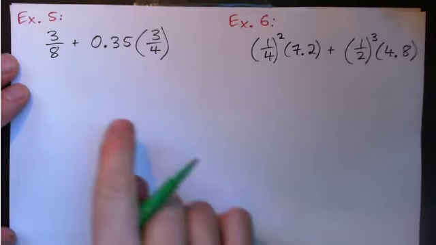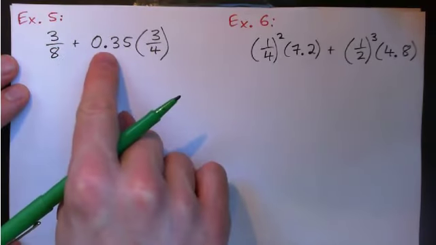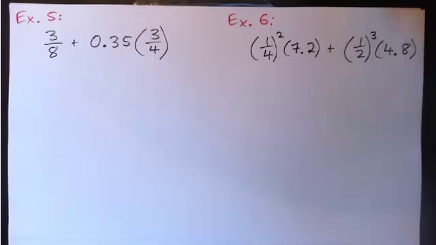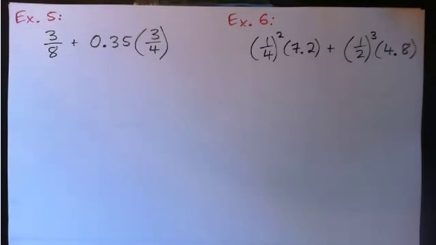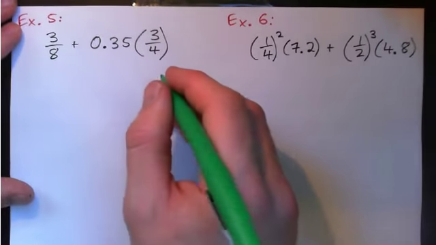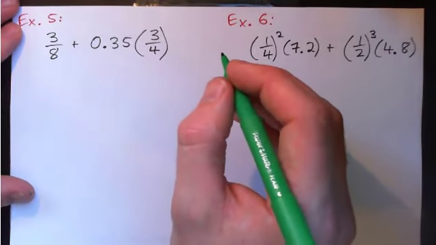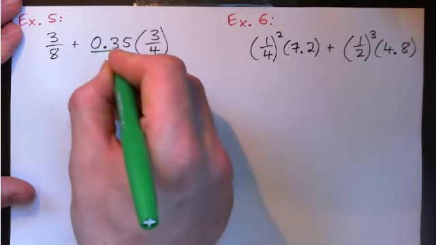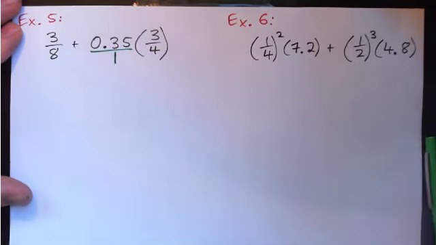Let's have a look at example 5. 3/8 plus 0.35 times 3/4. Now, I wonder, does it help to multiply the fractions across this time? I suppose it might. I guess if we keep doing the same thing, it might help, so we don't get too confused. So 0.35 is 0.35 over 1, right?